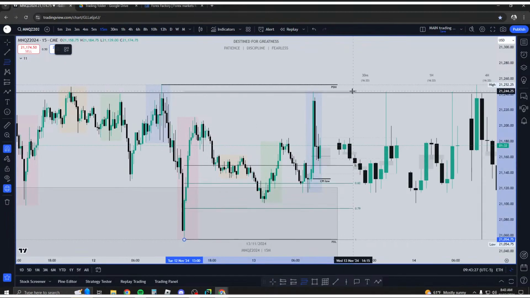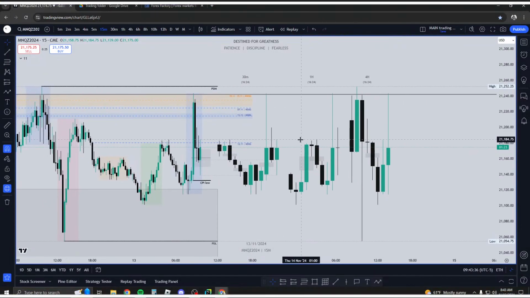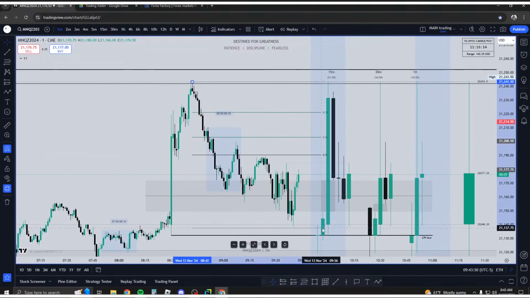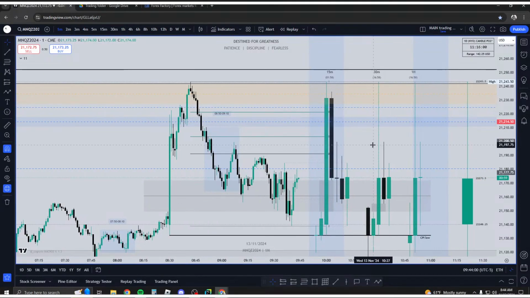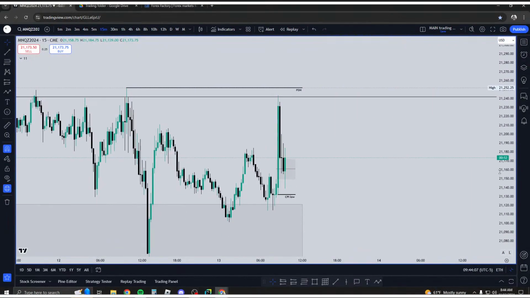What about this swing low to this swing high? You've already traded back inside discount. Very, very interesting. So far.